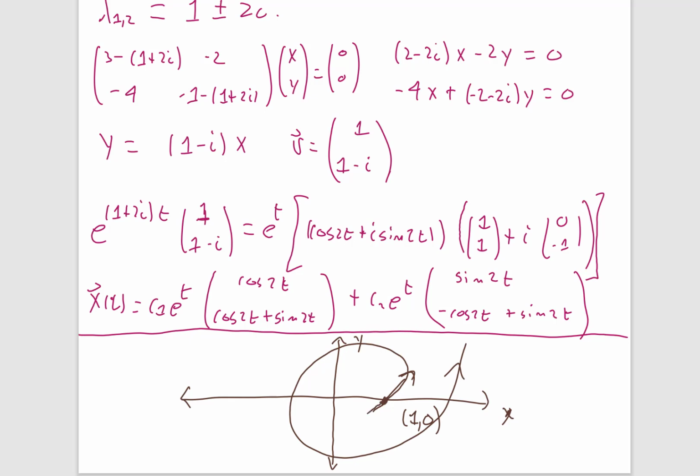And then if we go back in time toward negative infinity, it's going to be like this, and as t goes to minus infinity, it'll spiral infinitely many times around the origin. But anyways, this is the phase plane.